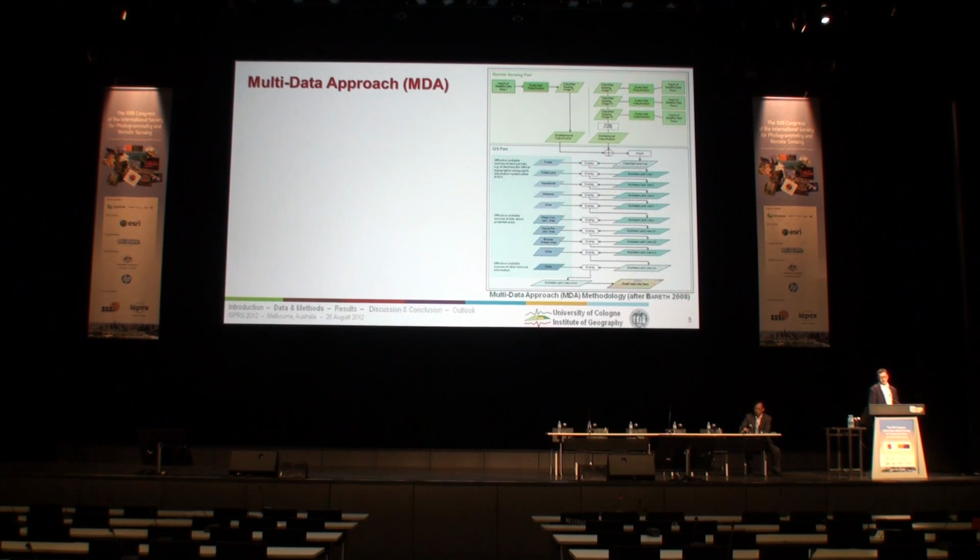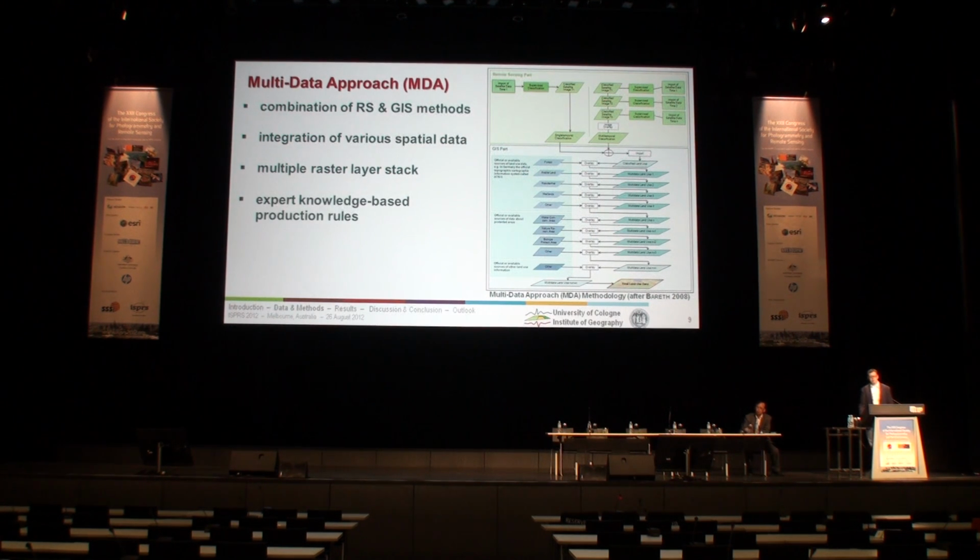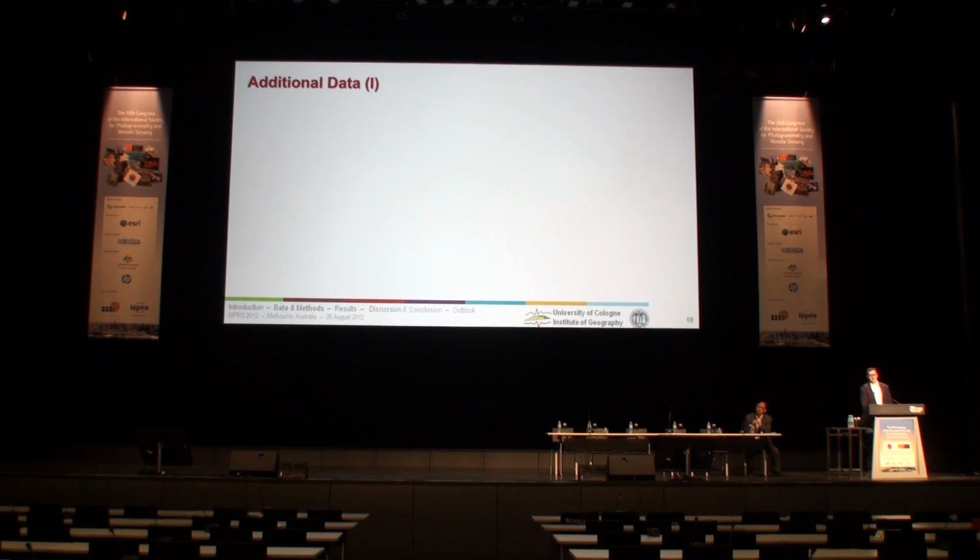That's the kind of old approach which has its roots in the late 1990s. And it's like I said, a combination of GIS and remote sensing methods. There is a remote sensing part first, and then the second part is the GIS part, where various data sets are integrated, and this is done with a multi-layer raster file, and by using expert knowledge-based production rules, the information of the various data sets is integrated into the multi-data approach land use as the final data set, and also the expert knowledge-based production rules are used for the crop rotation mapping.